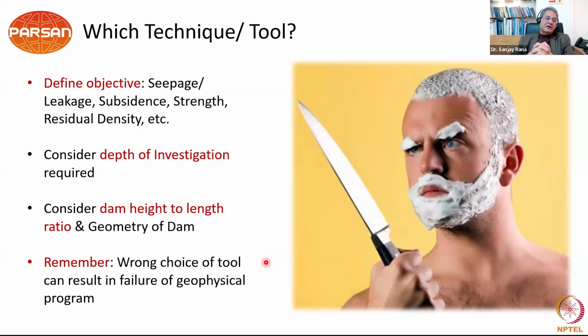And always remember that wrong choice of tool can result in complete failure of geophysical program. Now that's one mistake we should never make, because if we are choosing a wrong tool for a wrong application, ultimately we will not get the results which we desire. And that will result in complete failure of geophysical program. And the end user who is not so aware of geophysics or geophysical methods will ultimately get an impression that geophysics did not work here. It was actually the wrong tool selection which was responsible for the failure. So as practitioners, it is our responsibility to make sure that we choose the right tool.